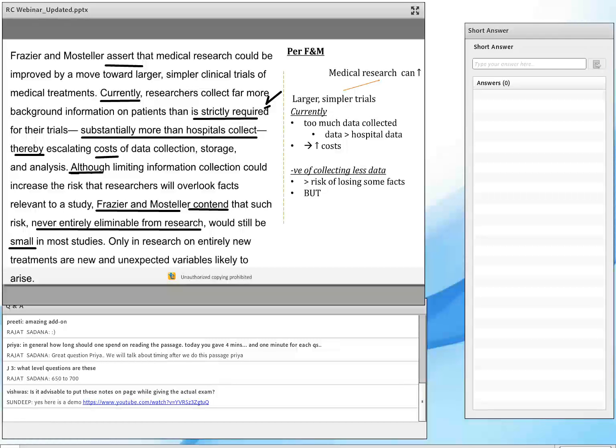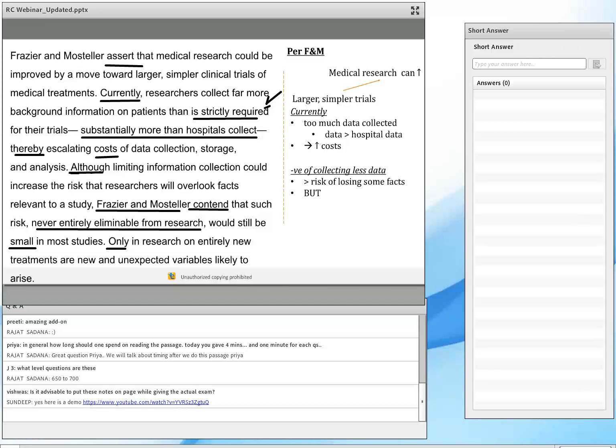It's really important to interpret it in this context. And he says the content at such risk, never entirely eliminable, would still be small. So he says despite less data collection, that risk is still going to be very small. And that's F&M's contention, not the author's contention. Then what is only? Only is a very important keyword.